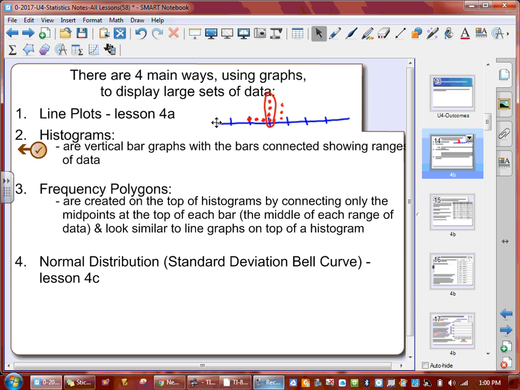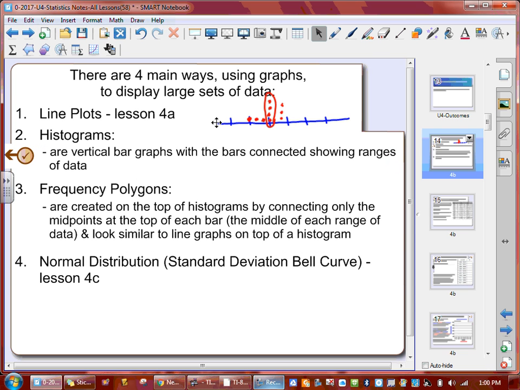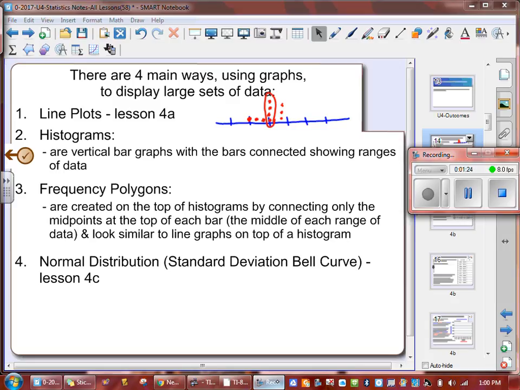So histograms, as we discussed yesterday, are vertical bar graphs, but the bar graphs are connected, and they show ranges of data. So they're not going to just show the number 80. They would show a range, 80 to 90. Okay? I'll give you a minute to write those definitions down. Push pause now and play when you're ready.